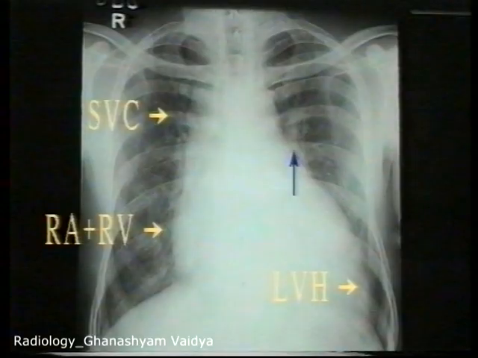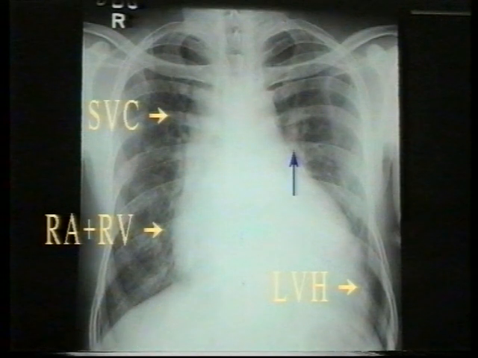In this X-ray, the blue vertical arrow points to the prominent upper zone vessels. The left heart border is straight and shows left ventricular hypertrophy. The right heart border shows dilatation of the right atrium and ventricle, and in its upper portion, dilatation of the superior vena cava, seen as a widening of the mediastinum on the right. Dilatation of the superior vena cava is a sign of right heart failure.